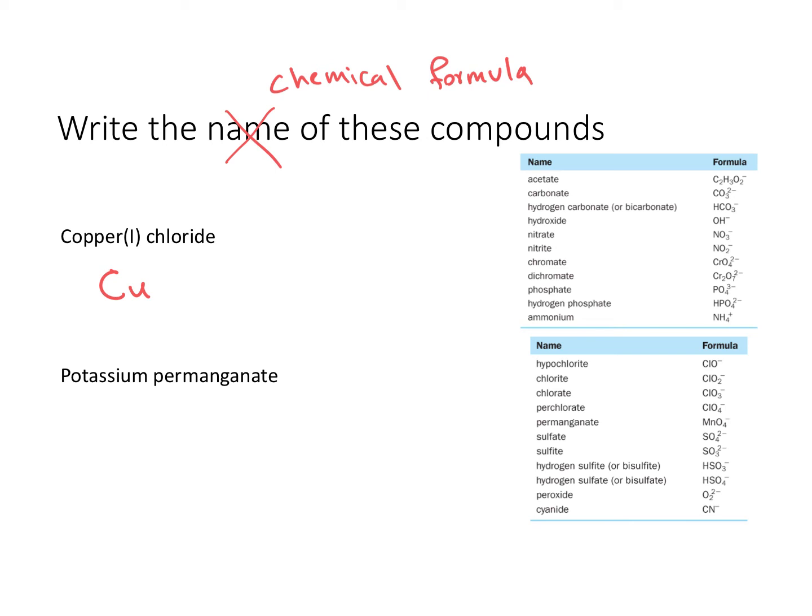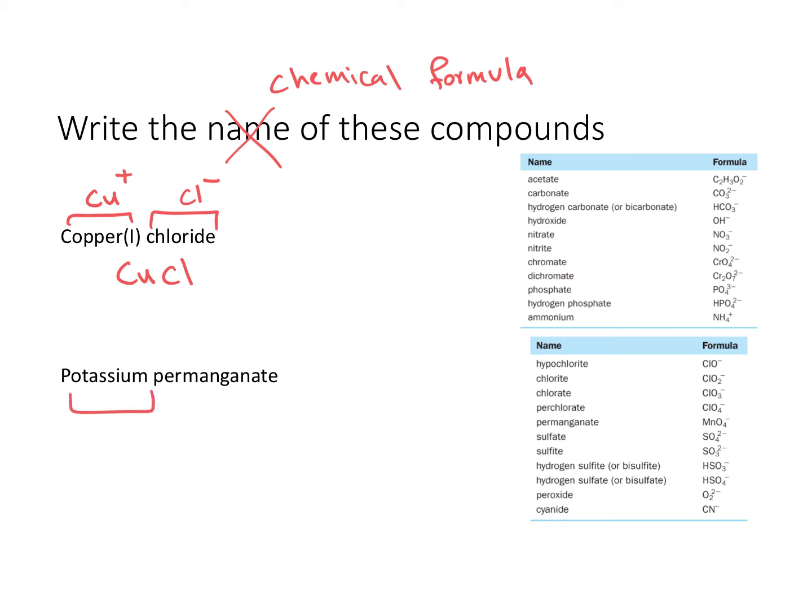And before writing the chemical formula, I advise you to write each of these individually. So what is copper 1? Cu plus, right? So what is chloride? Cl minus, right? So copper 1 chloride would be CuCl. Any questions?